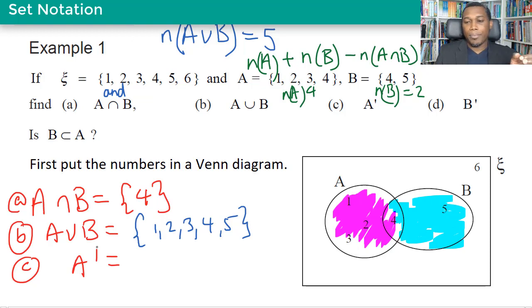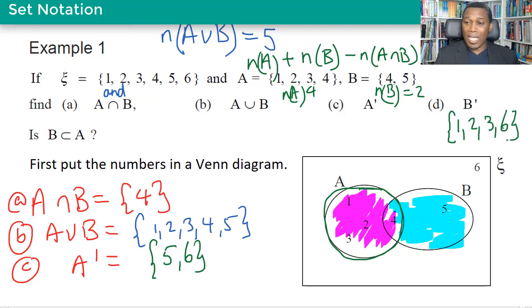Let's finish. We had A prime, and A prime would be all the elements that are not in A, the complement of A. So we're thinking about everything outside this circle, and the members of the universal set outside that circle are 5 and 6. So A prime would be {5, 6}. And then for D, for B complement, it's all the elements that are not in B, so not the 4 and the 5. So B complement you would represent as {1, 2, 3, 6}. That's B complement. Happy with that.